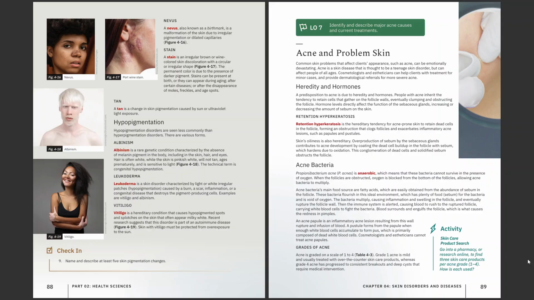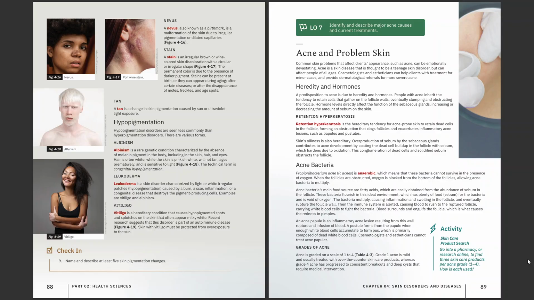Then the immune system is alerted, causing blood to rush to the ruptured follicle, carrying white blood cells to fight the bacteria. Blood surrounds and engulfs the follicle, which is what causes the redness and pimples. An acne papule is an inflammatory acne lesion resulting from this wall rupture and infusion of blood. A pustule forms from the papule when enough white blood cells accumulate to form pus, which is primarily composed of dead white blood cells. Cosmetologists and estheticians cannot treat acne pustules.